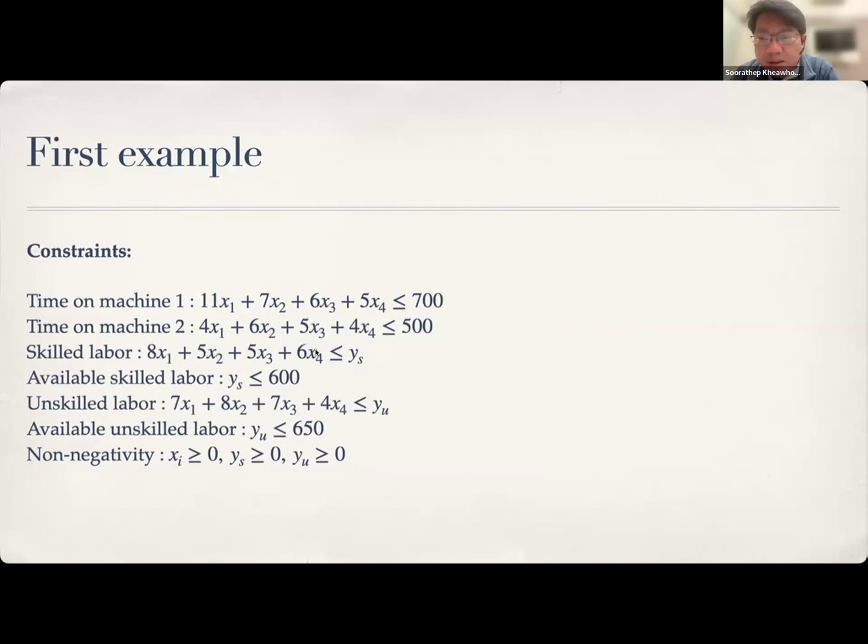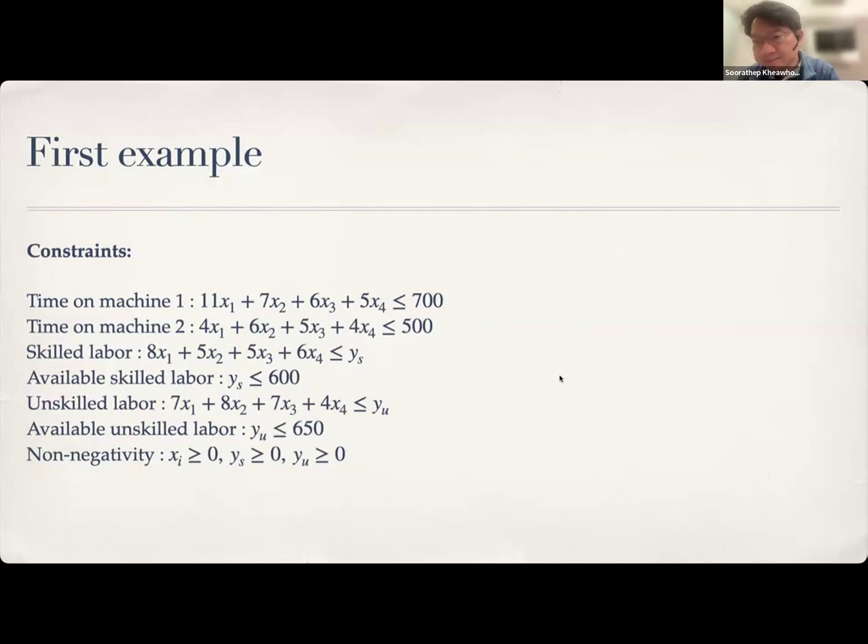And skilled labor, okay? What we purchase and what we use to produce product 1, 2, 3, 4, okay? And available skilled labor, we can purchase a maximum of 600, right? And for unskilled labor, it must be less than YU, okay? And for YU, we can purchase a maximum of 650, okay? And all these variables must be non-negative. It can be positive or 0, okay?